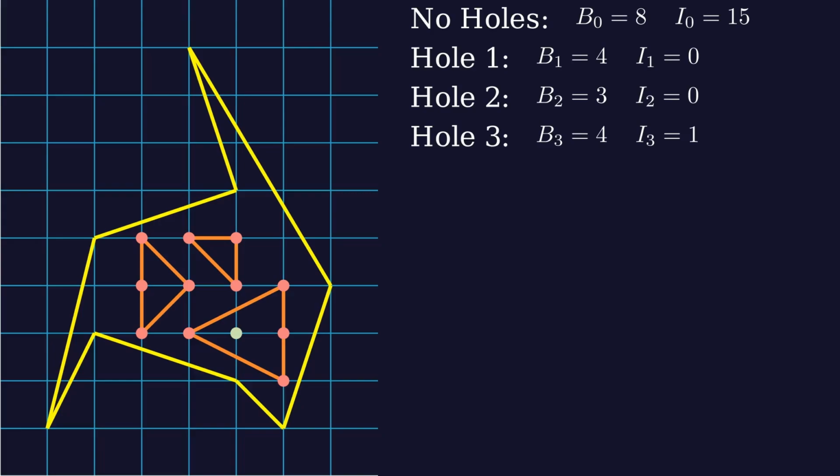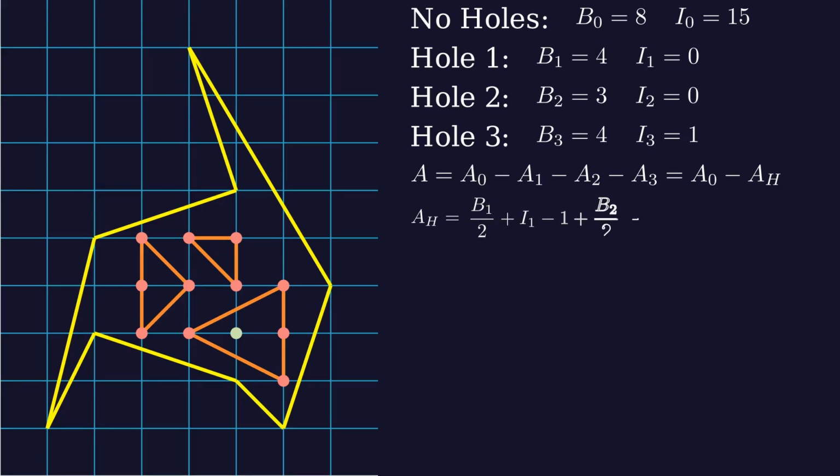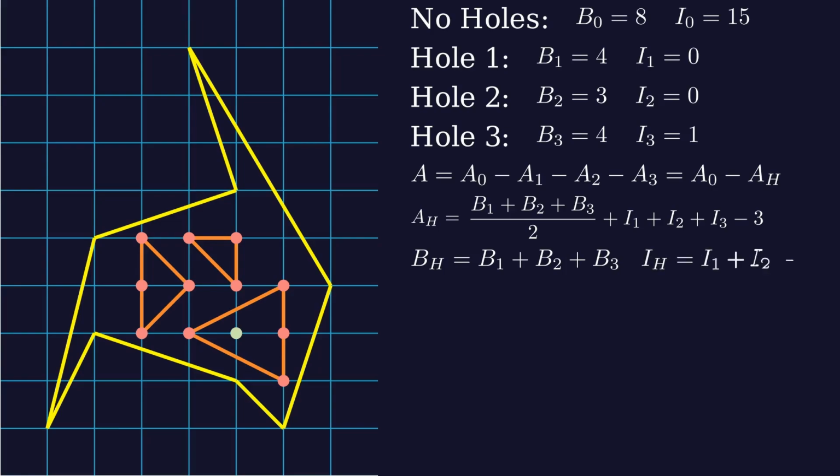The area of the whole shape with the holes would be equal to the area of the shape without the holes minus the area of the holes. The area of the holes is equal to the sum of the areas of each hole. So it's equal to b1 over 2 plus I1 minus 1 plus b2 over 2 plus I2 minus 1 plus b3 over 2 plus I3 minus 1. We can write it like this: b1 plus b2 plus b3 over 2 plus I1 plus I2 plus I3 minus 3. Now let's write that the sum of all boundary points is equal to bh and the sum of all interior points is equal to ih.